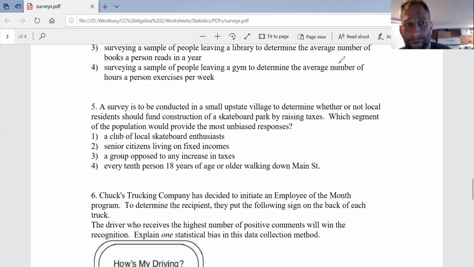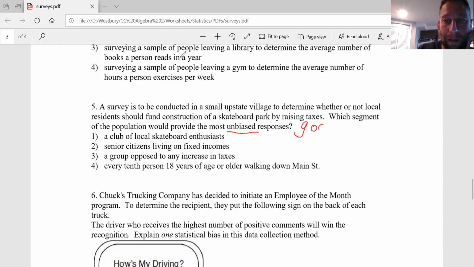Okay. A survey is to be conducted in a small upstate village to determine whether or not local residents should fund construction of a skateboard park by raising taxes. Which segment of the population would provide the most unbiased responses? It wants unbiased. So does it want good or bad? It wants good.